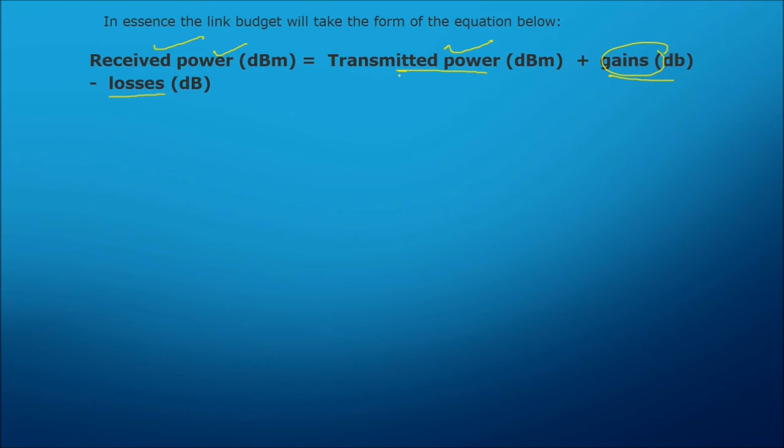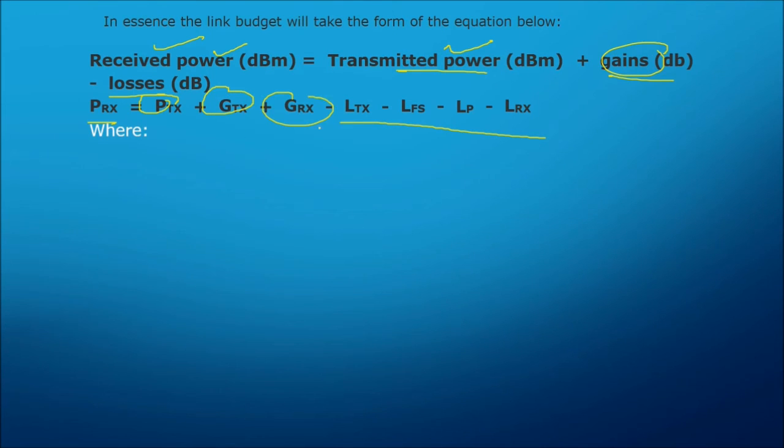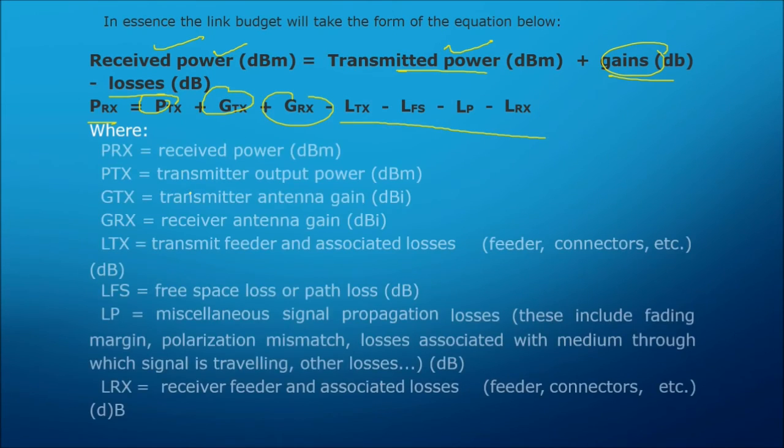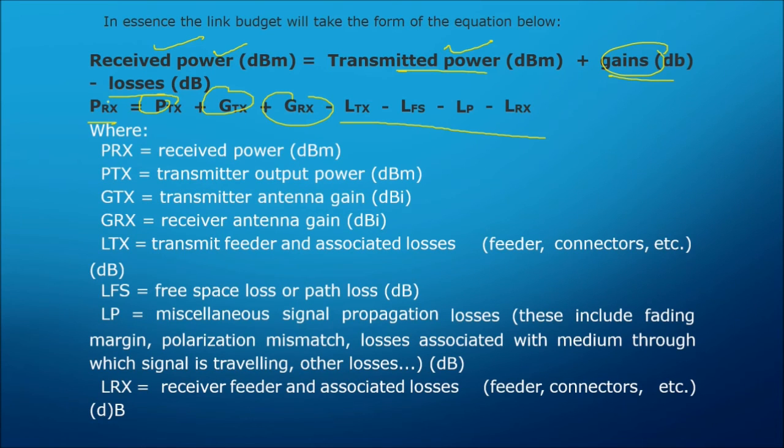So the received power will be of this order, and PRX, the receiver, will receive what power? PTX is the power sent, these are the various losses, and these are the two gains of the antenna. PRX is the received power in dBm. PTX is the transmitted output power. This is the transmitter antenna gain. This is the receiver antenna gain. LTX is the transmitter feeder and associated losses like feeder, connectors, etc. This is the free space loss or path loss.